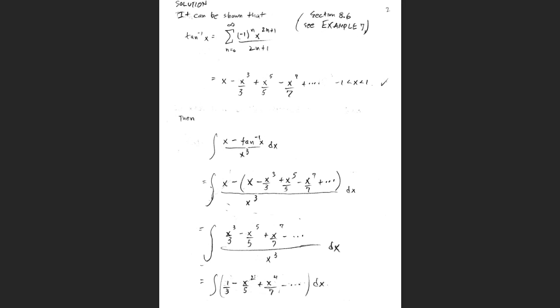This is what I want to have here. So first of all, we acknowledge that we have this result: the arctangent of x equals the sum, the series, where we have -1 to the nth power times x to the 2n plus first power divided by 2n plus 1. And here's our integral. So what we're going to do is replace this arctangent of x with its power series.